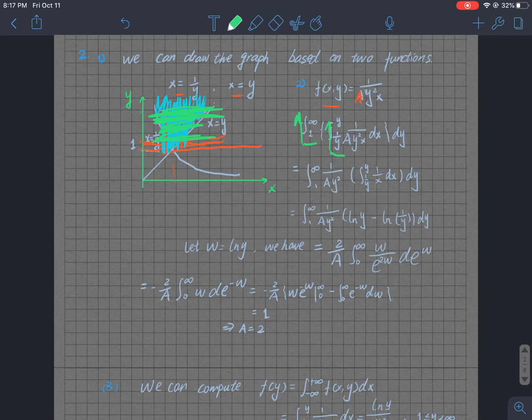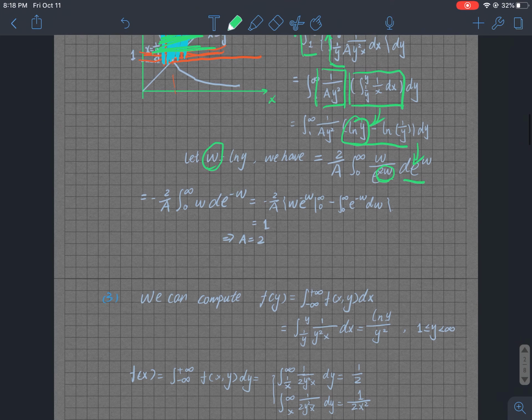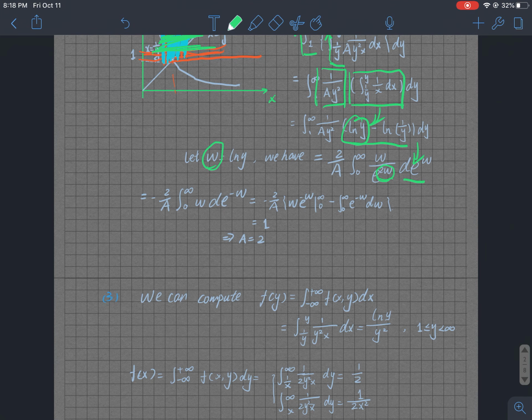So we can separate it into x and y, and this is very simple to get. Then we can let this be w. So we can write down the new variable w to represent log y, and then we can simply get the exponential integral. It's very simple to calculate, and then we can get A.